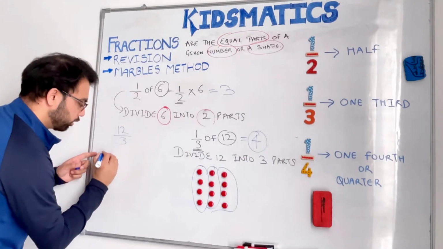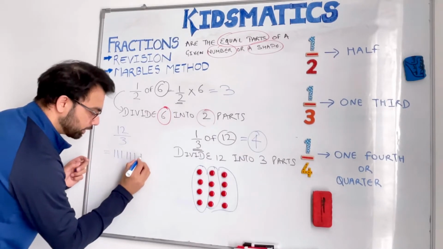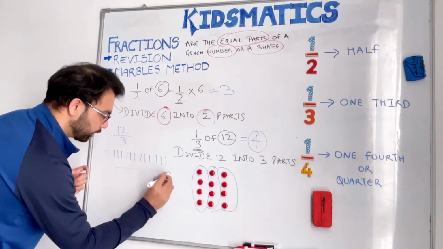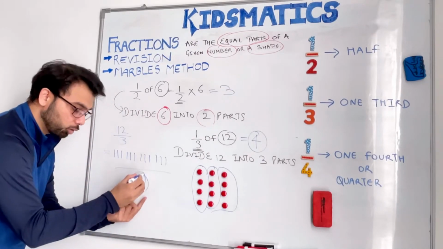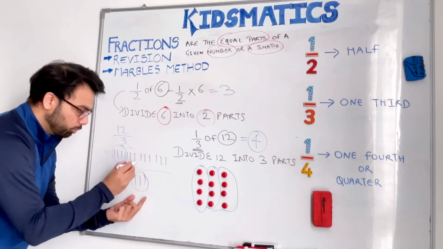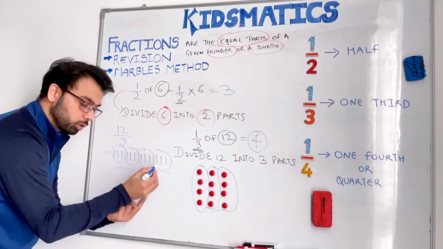Twelve by 3 equal to 1, 2, 3, 4, 5, 6, 7, 8, 9, 10, 11, 12. 1, 2, 3, right? You have in the denominator 3. Group that. Group the same at the top. Keep doing it until you're done with all the lines.